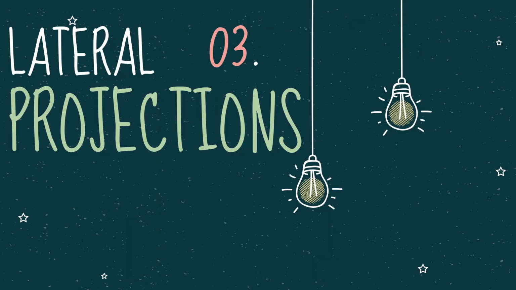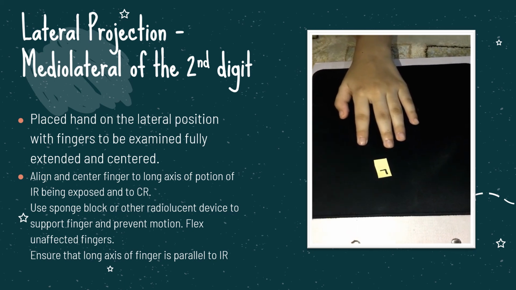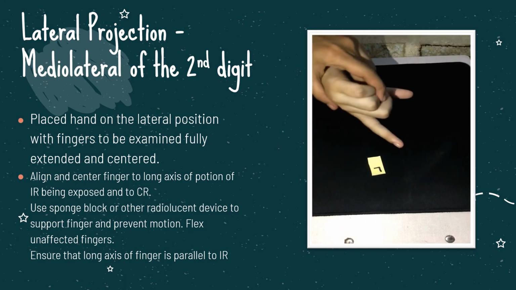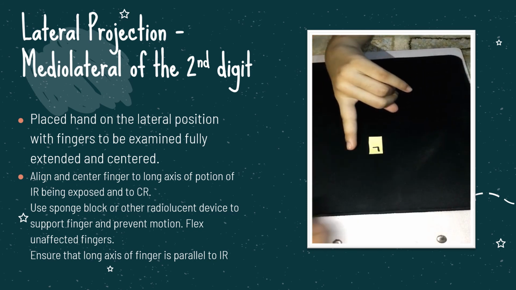The last projection is the lateral projection, the mediolateral projection of the second digit. Place the hand in the lateral position with the fingers to be examined fully extended and centered. Align the long axis of the finger to the portion of the IR being exposed to the CR. Use a sponge, block, or other radiolucent device to support the fingers and prevent motion. Flex the unaffected fingers. Ensure the long axis of the finger is parallel to the IR.